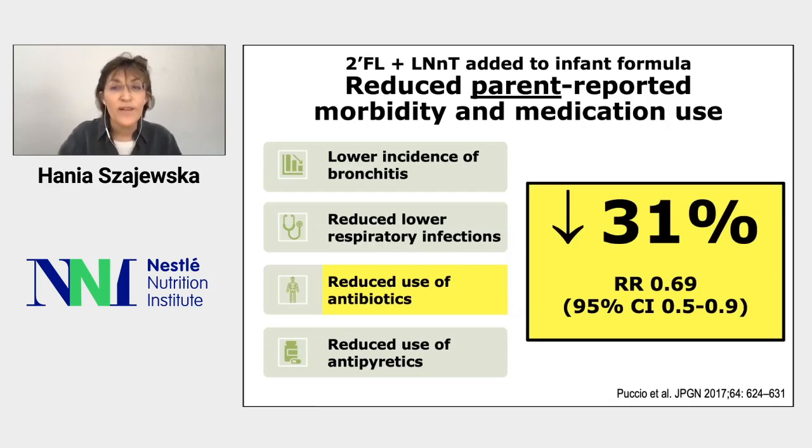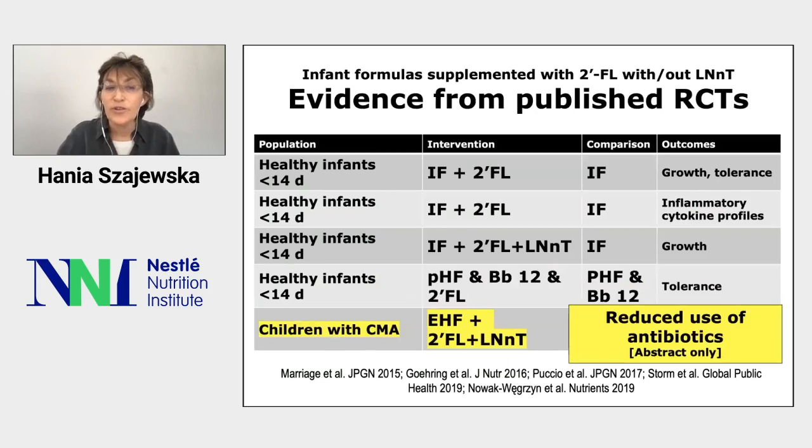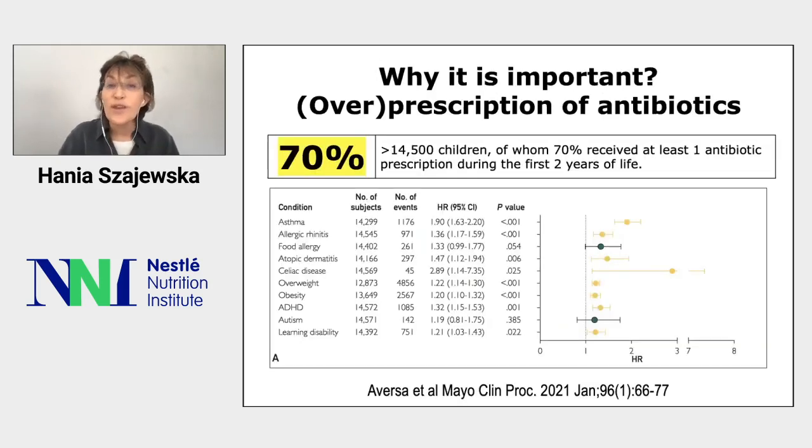31% is important. Not only in this study, it has been shown also in children with cow's milk allergy, published as abstract only as far as I know, but also showing reduced use of antibiotics. Why is it so important? Because of the overprescription of antibiotics.